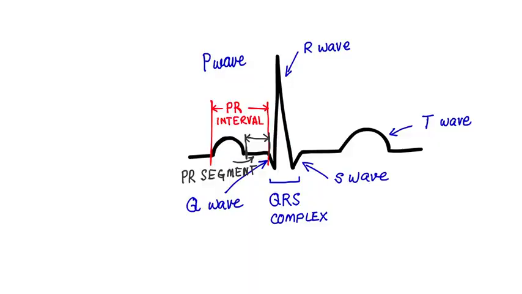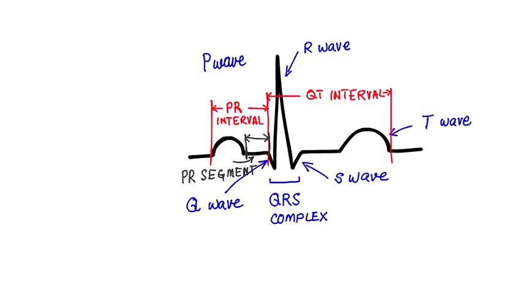PR segment, straight line, measures the time from the end of atrial depolarization, so that means the end of the P wave, to the beginning of the ventricular depolarization, that means the beginning of the QRS complex. So the isoelectric line between the P wave and the QRS complex is called the PR segment. QRS complex measures the time of the ventricular depolarization. We talked about it before.